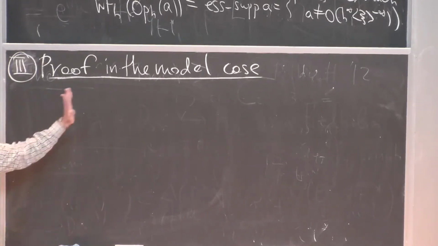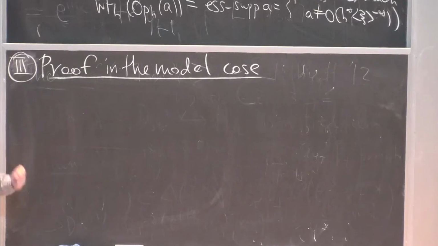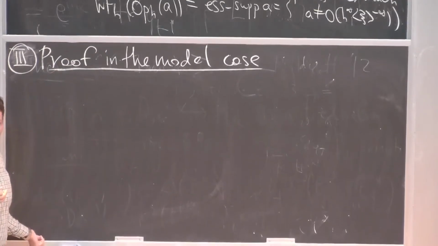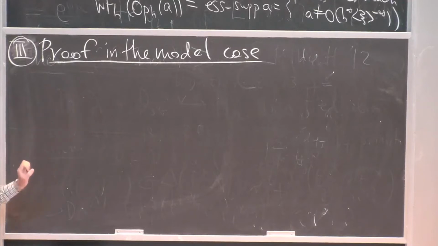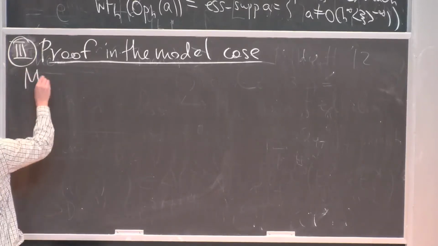So I'm going to make a few simplifications, which might seem like I made something very, very special. But in fact, the way the proof goes, these are fairly minor. So the idea, hopefully, will still go through. And so I'll do a proof in the model case. There are many model cases you could consider, but there is one which is particularly nice. So my compact manifold will be R.